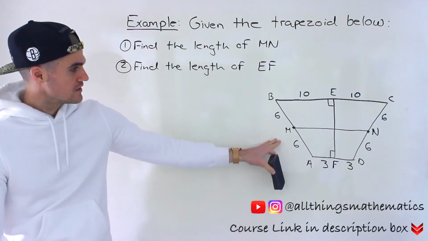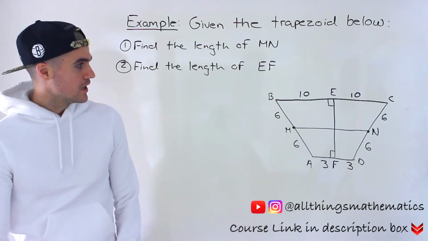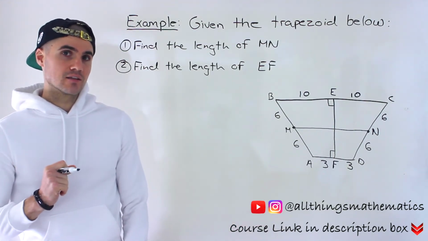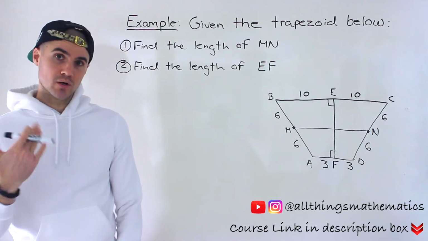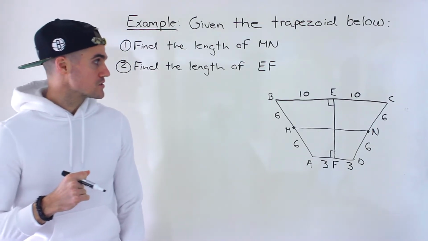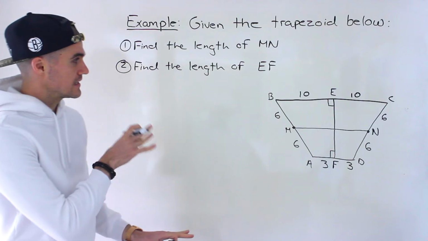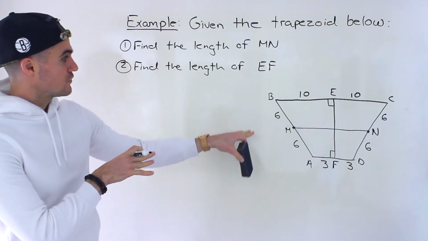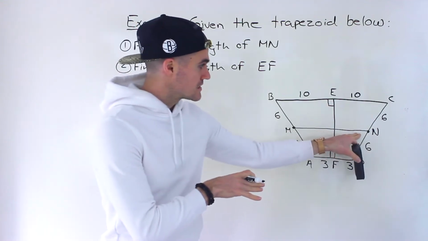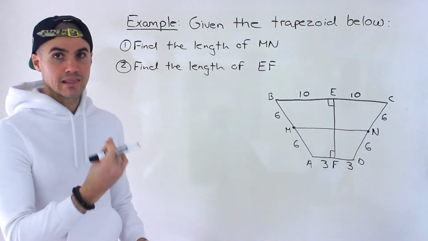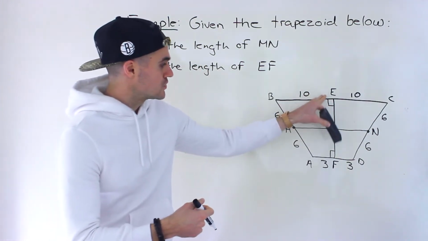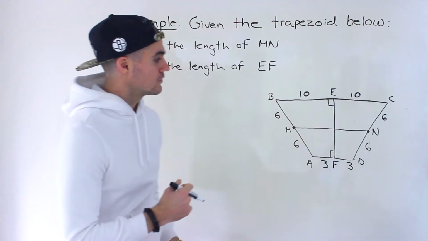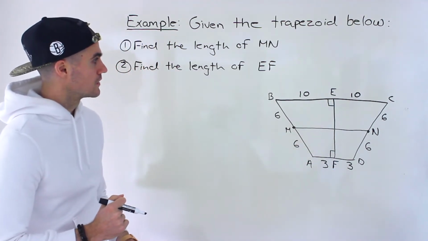So we are given this trapezoid over here. Notice that there's a lot more detail in this trapezoid versus the other ones that we've been dealing with in the previous videos, and I'll go over the details in a second. But we're given this trapezoid over here, and we have to find the length of MN, this length over here, and we also have to find the length of EF, which is this line going down the trapezoid right there.